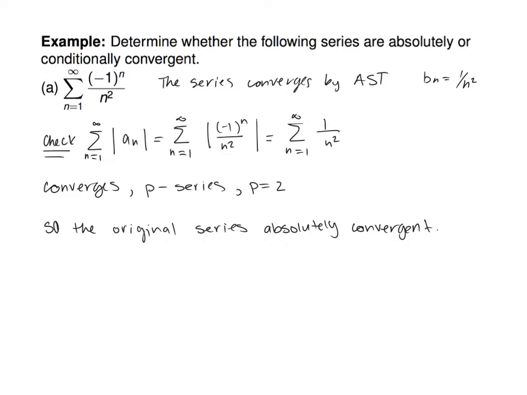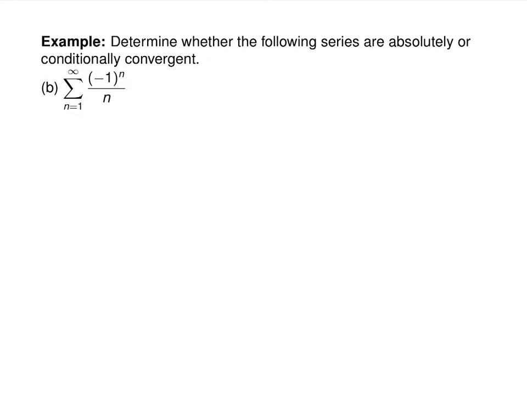And then how about the next one? Does this series as is converge? With the -1 in there. Yeah, this series converges by the AST, alternating series test, and your B sub n would equal 1 over n.